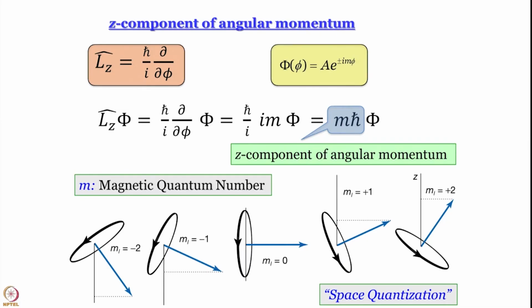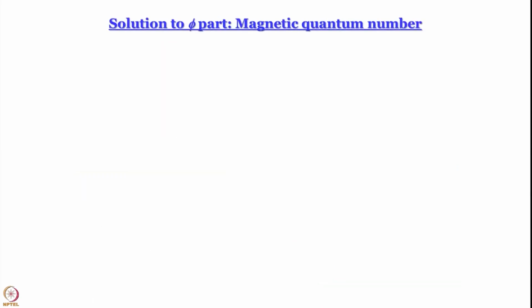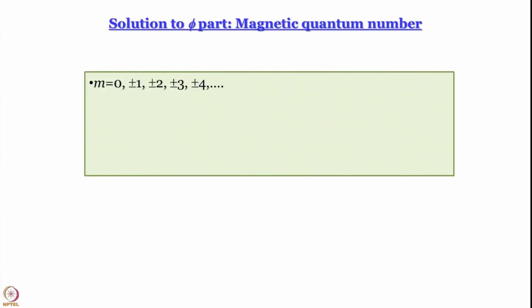Because m_h cross will give us the allowed values of theta, or allowed orientations of the angular momentum vector. So, the solution of the phi part gives the magnetic quantum number. As we learned from the rigid rotor, m can take up values of 0, plus minus 1, plus minus 2, plus minus 3, plus minus 4 and so on and so forth.